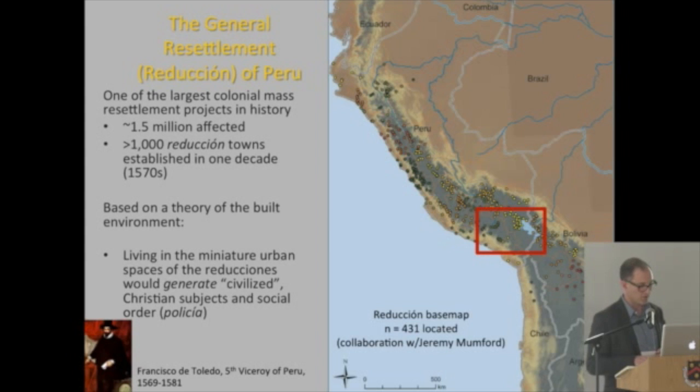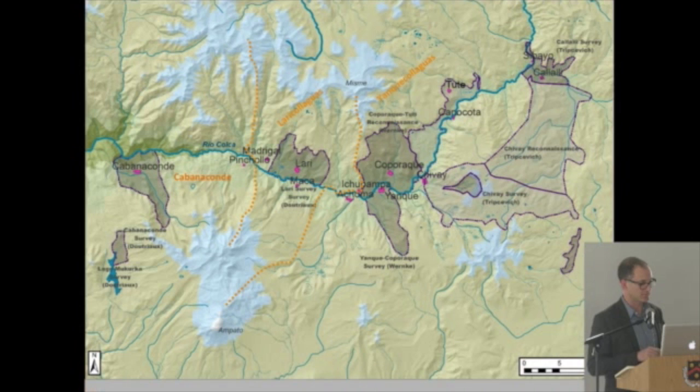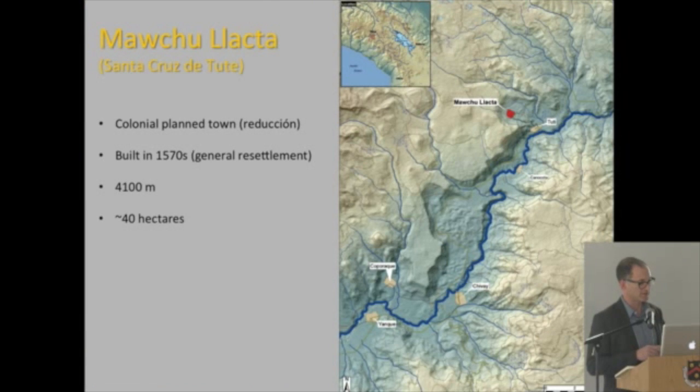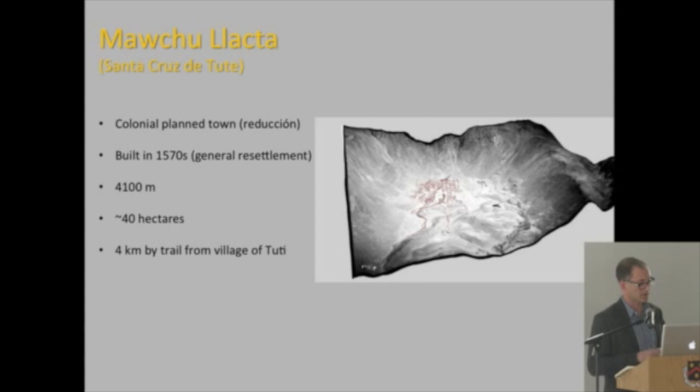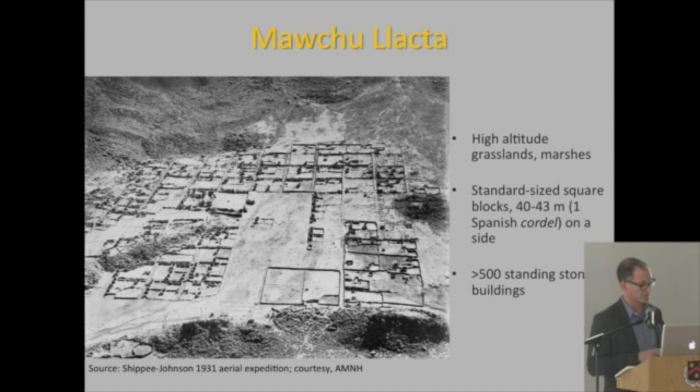Where I work in the Colca Valley, down there in the red box in southern Peru, there were hundreds of sites during the Inca era, and they were reduced by and large to about a dozen of these reducciones, one of which, today known as Malchiyacta, was abandoned in the 19th century and is really well preserved architecturally. So it gives us a really almost unique window into understanding the built environment of one of these reduction towns. A couple of overviews of it.